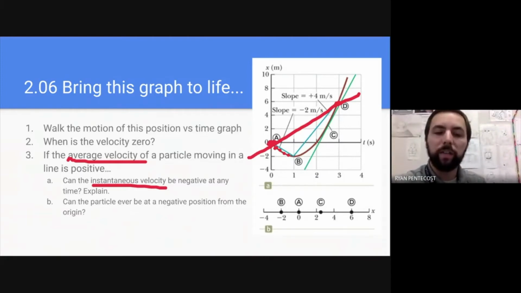Instantaneous is the velocity at that moment. Average velocity is the velocity over a period of time. So for example, say you're driving from Oklahoma City to Tulsa, and you're obeying the speed limit, then you are just driving 75 miles per hour the entire way. That would be your average velocity.